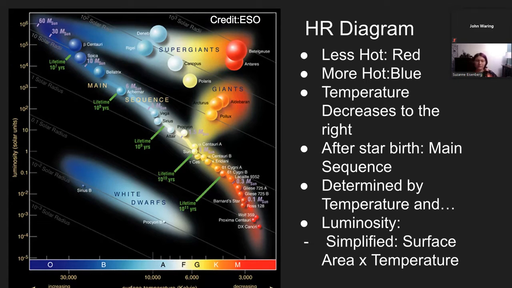This might seem confusing at first, but if you think about something like a match and a flame, the lower part of the flame that's blue is hotter than the part of the flame that's red just above it. So that's kind of the same with stars. And when a star is born, it goes on this line in the center here called the main sequence, and this is where about 90% of stars are.